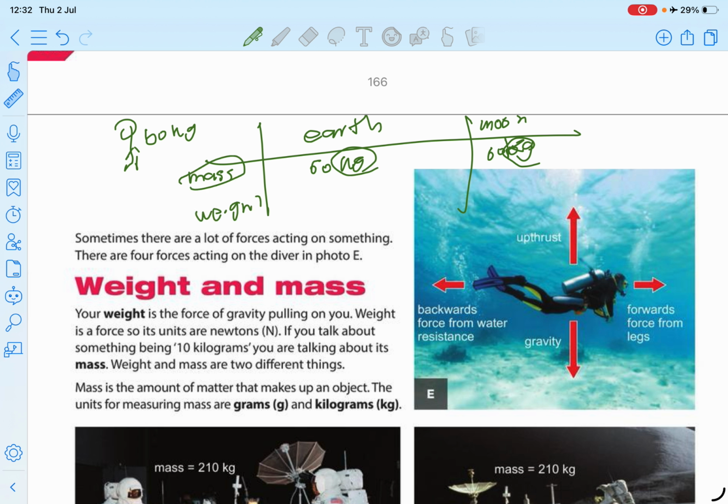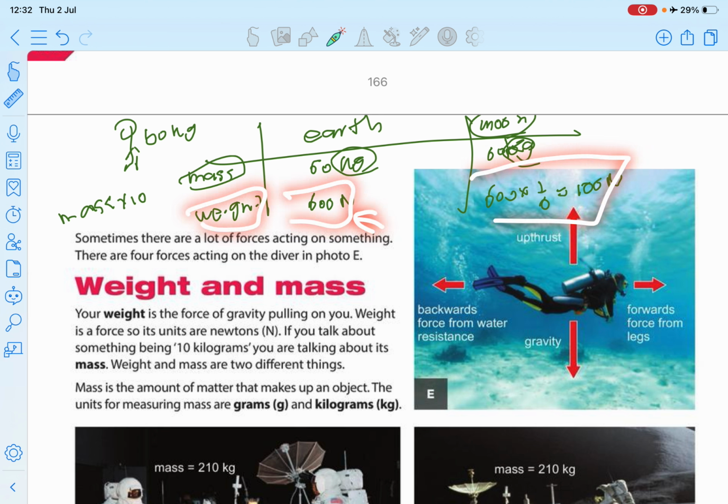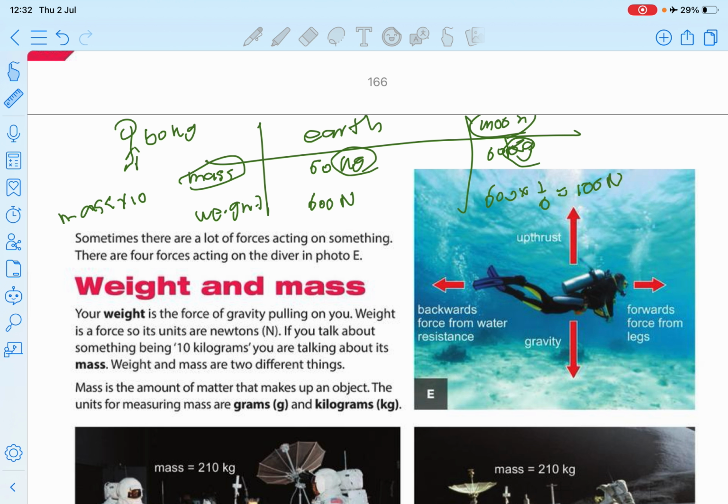And when you consider the weight, you know weight is calculated by mass times 10. So it is 600 newton. But on the moon, the weight is what? 1/6, no? So it is 100 newtons. Now you can see the mass does not change by planet, but the weight depends on the planet, because it happens due to gravity, right? And the moon has less gravity than the earth. So mass unit is gram, kilogram or ton, but weight is measured in newtons, because weight is a force.